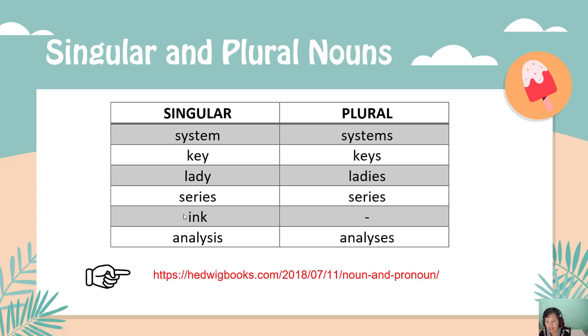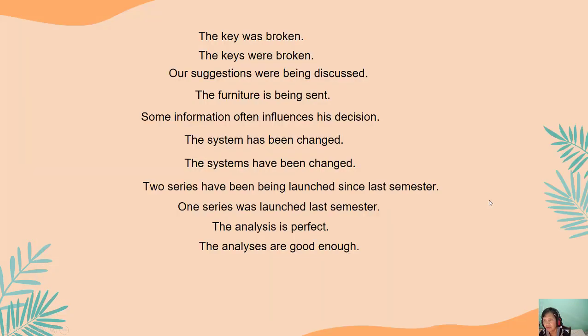And then for the ing form, as I told you before, this is uncountable. So if it is uncountable, it is always in singular form. So the uncountable nouns don't have the plural forms. The next is analysis and analyses. For analysis, this is singular and this is plural. The difference is on the vowel I and E. Okay, I will give you the example in sentences.